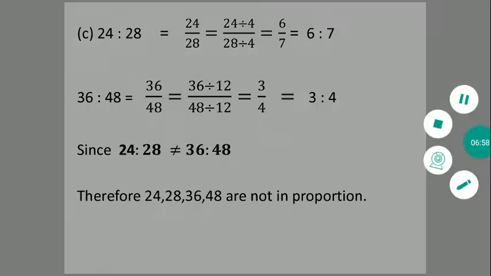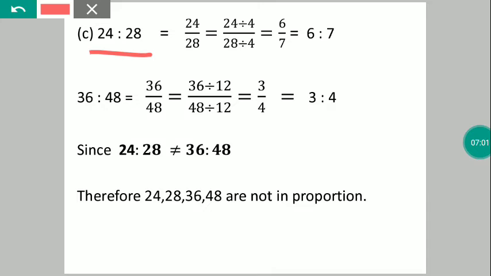Now see, 24 to 28, which is equal to 24 divided by 28. Divide numerator and denominator by the highest common factor of 24 and 28, that is 4. So 24 divided by 4 upon 28 divided by 4 is equal to 6/7, and the ratio is 6 to 7.